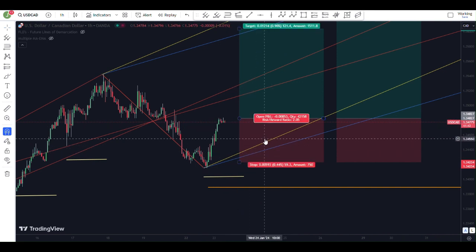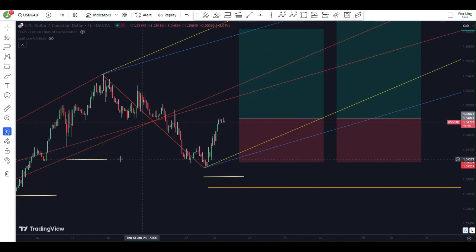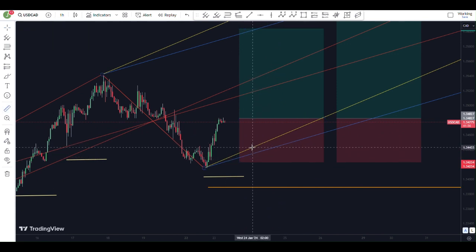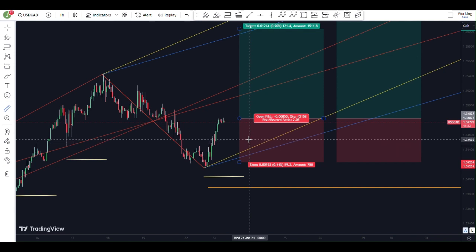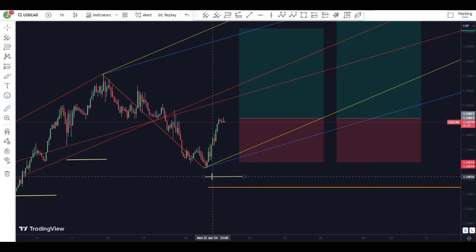You could look for a pullback to one of these and then you can use that as an entry point where you could get a much better risk to reward. This is just hypothetical, but let's say it retested here. And let's say, I'm not going to go over the momentum shift conditions for these shorter term cycles in this video.